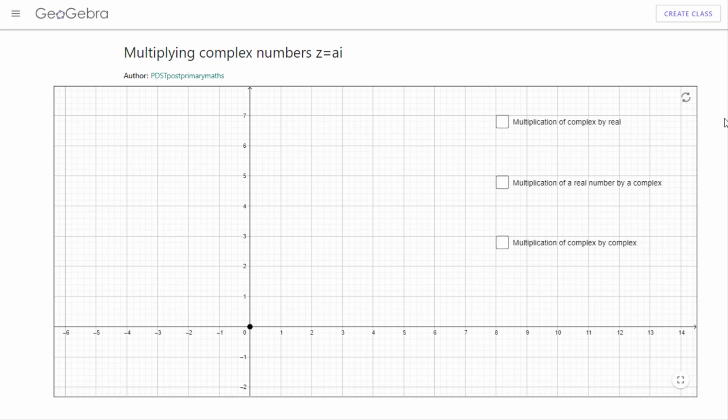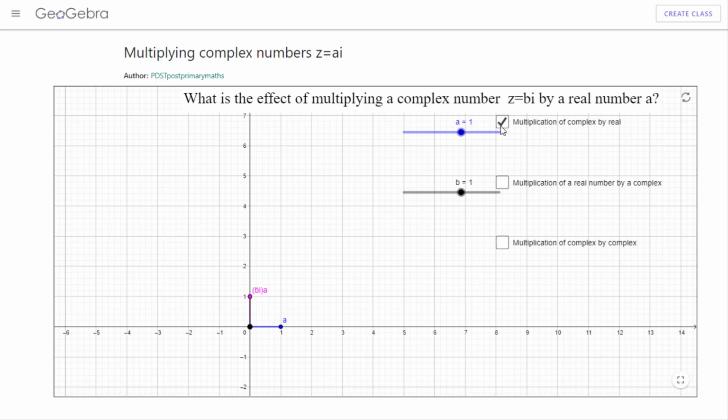When we click on the first checkbox, two numbers will display, a real number A and a complex number Bi. The pink number displayed is the resulting product of multiplying Bi by A. The student can use the sliders to change the values of A and B. The student should record the results and draw their own conclusions from this investigation.